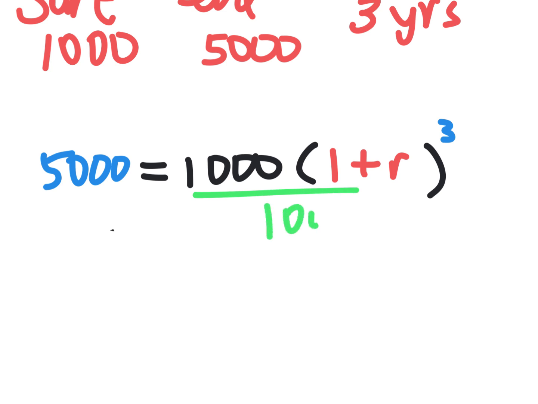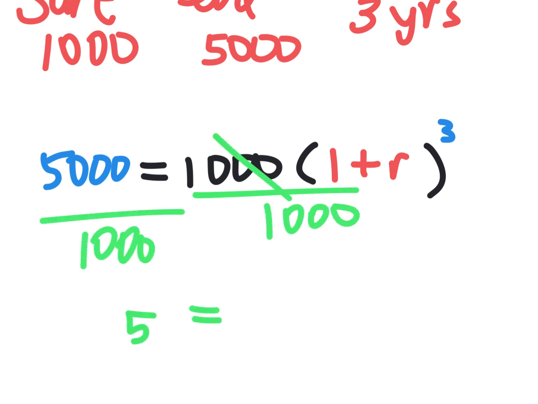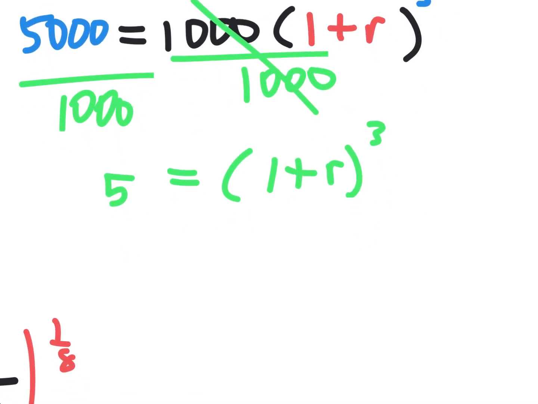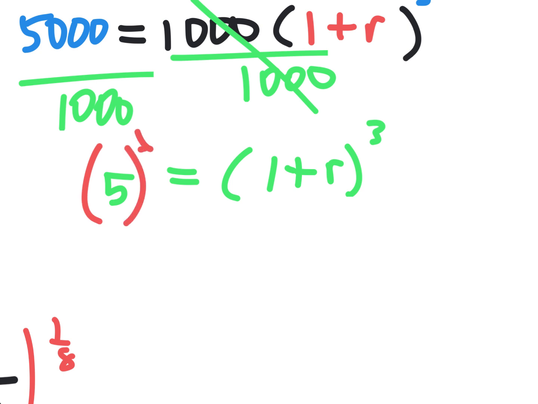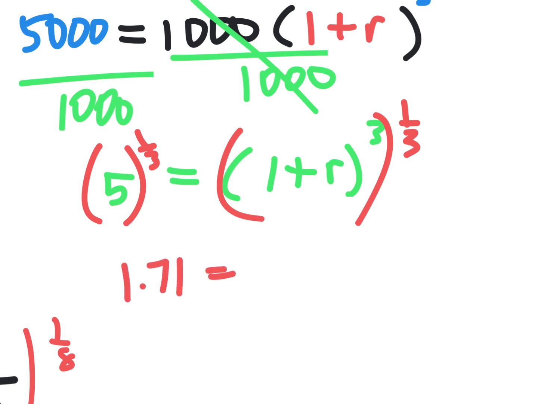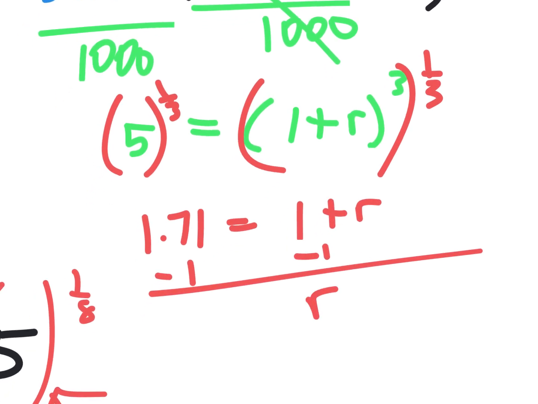I would divide by 1,000 on both sides. That's just going to be 5 then, and that's going to cancel. 1 plus r to the 3. Then I'm going to put both sides to the 1/3 power. And 5 to the 1/3 is 1.7. I'm going to round. 1.71, I guess. And this is 1 plus r. Take away 1. Rate is 0.71. You think that's 7%?